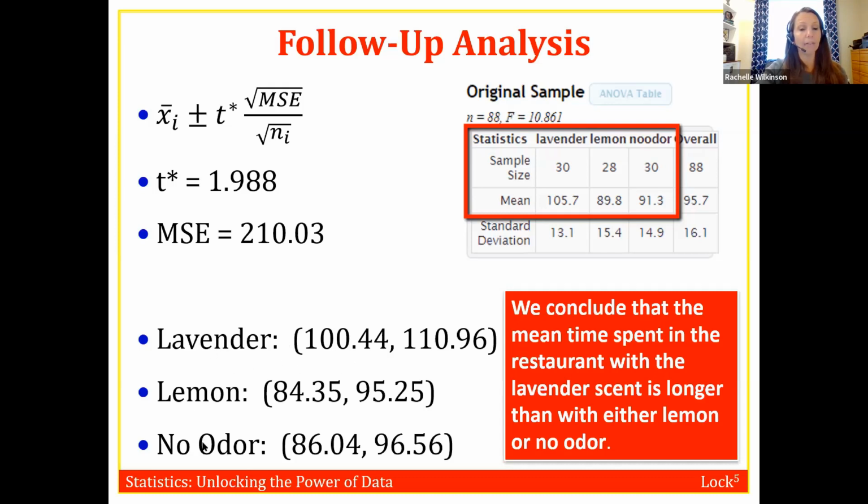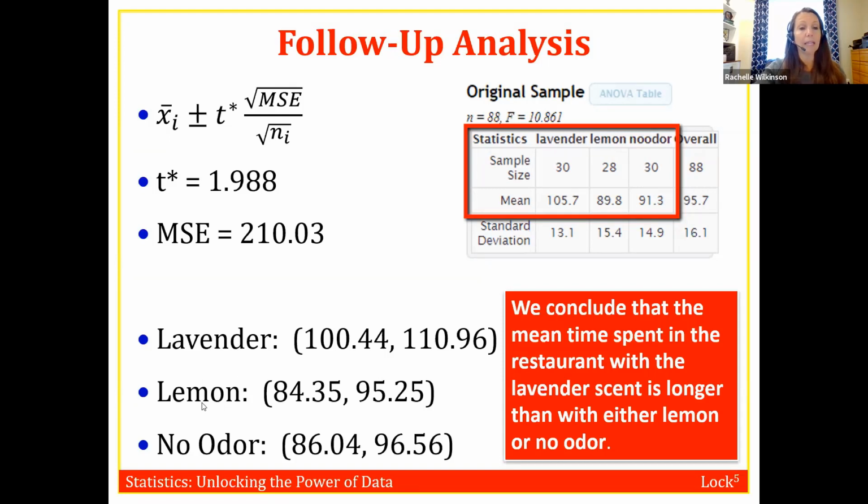Okay, what about lavender and no odor? Does lavender have any of the same numbers in common with no odor? Nope, again, they don't have anything the same, right? So that means that lavender is also different from no odor. Okay, so lavender is different from no odor, and lavender has longer time than no odor.